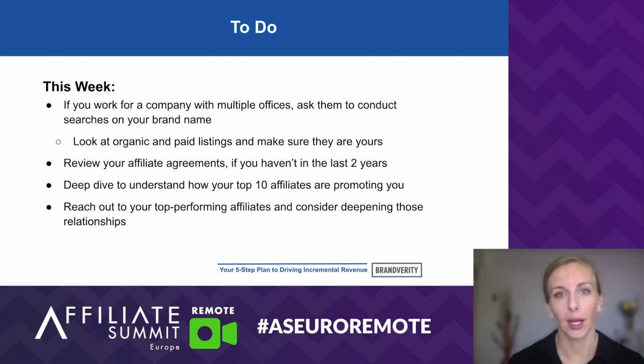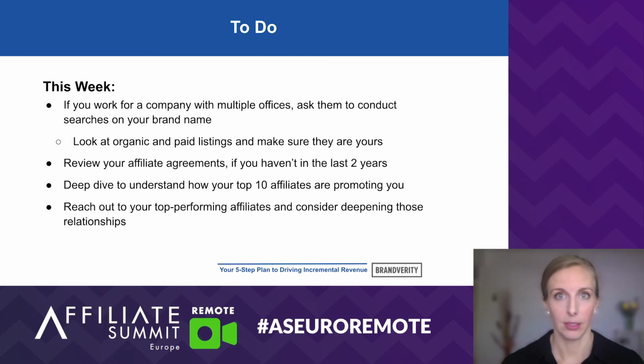First, if you work for a company with multiple offices, or now during COVID, you've got folks that are probably working remotely from home, have them conduct searches on your brand name. And the reason for this is that affiliates can be very specific around where they target their ads, and they can exclude ads from being shown to certain IP addresses. So the more broadly you can search, the more likely you are that you're going to find an ad running that you might not have been able to find in your office.